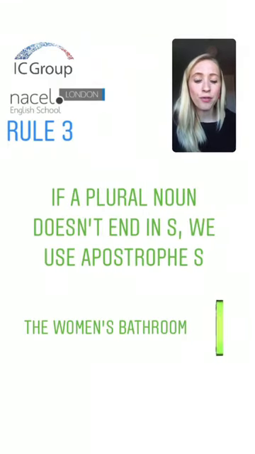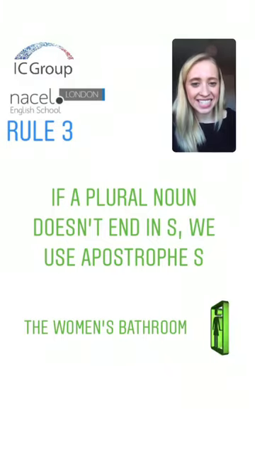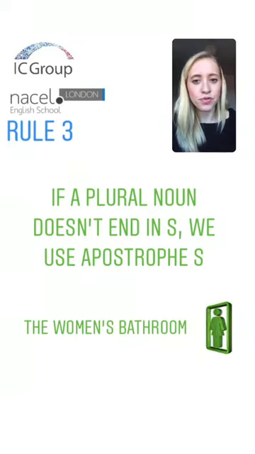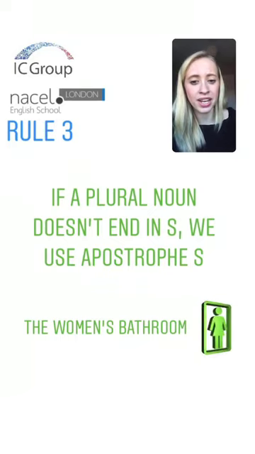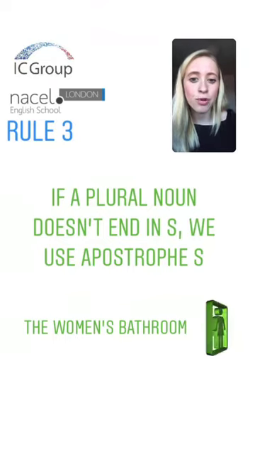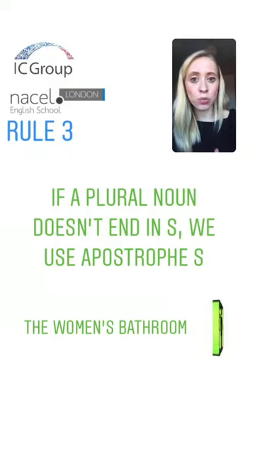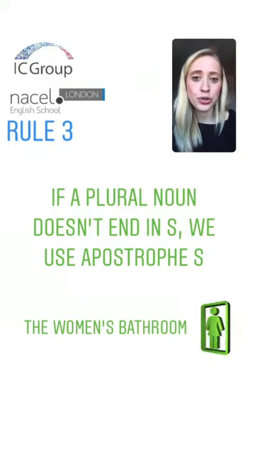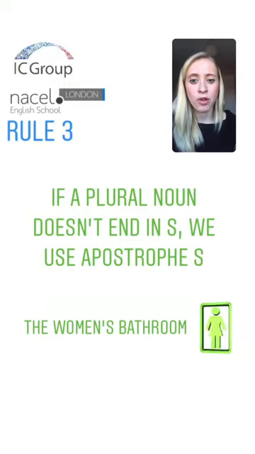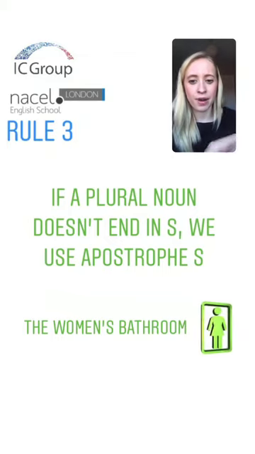Okay, moving on to rule number 3. If a plural noun doesn't end in an S, we use the apostrophe S. Okay, so this is very similar to rule 1, but it's still talking about plural nouns. So for example, the women's bathroom. Women is plural, singular is woman, 1 woman, 2 women. So it's a plural noun and we're talking about the bathroom. The women's bathroom.